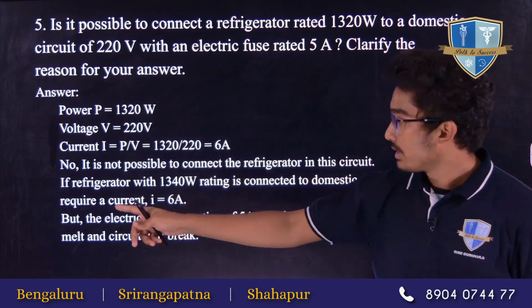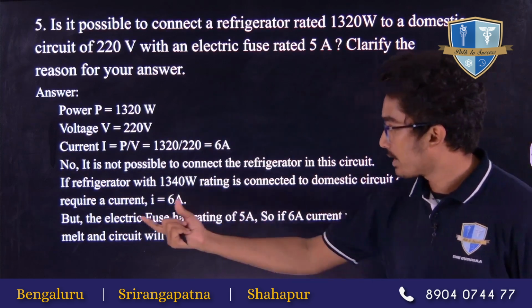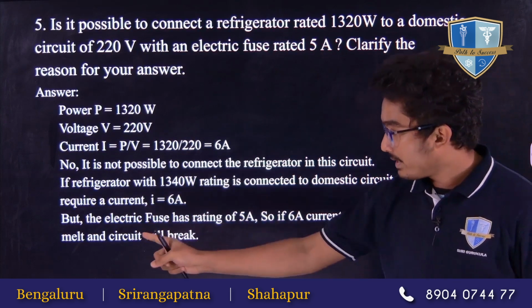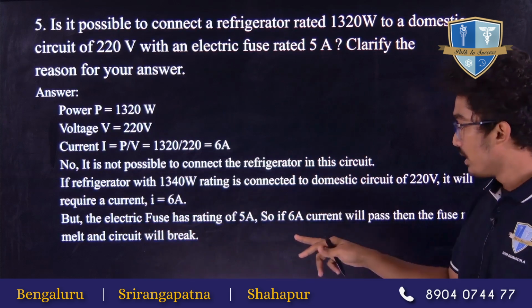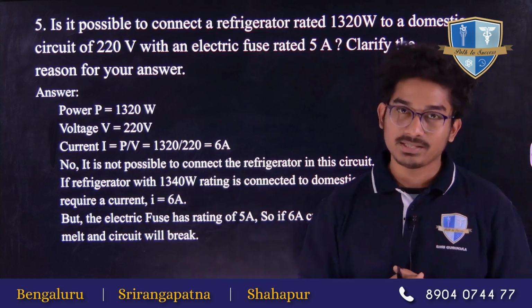Why? Because of this power and this 220 voltage, the current generated is 6 ampere, but the electric fuse is rated as 5 ampere. So if 6 ampere current will pass, what will happen? The fuse will melt and the circuit will break. That's why it is not possible.